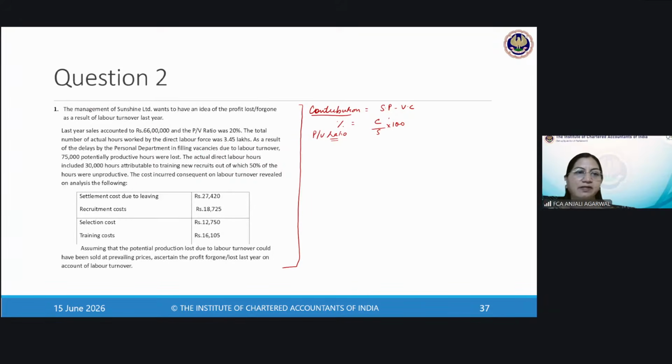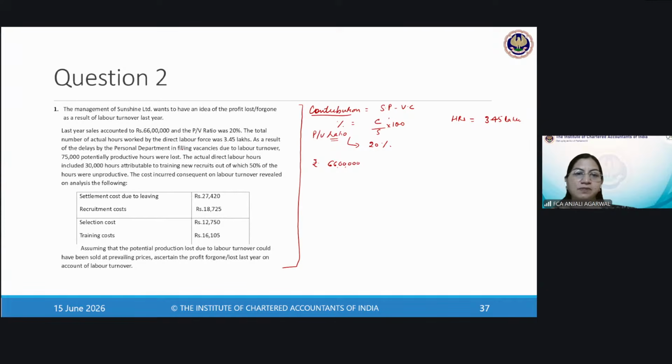So what has happened here is the management of Sunshine Limited wants to have an idea of how much was the profit lost or forgone as a result of the labor turnover last year. Now, last year's sales was rupees 66 lakh, and it had a PV ratio of 20%. The total number of hours the workers have worked is 3.45 lakh hours.